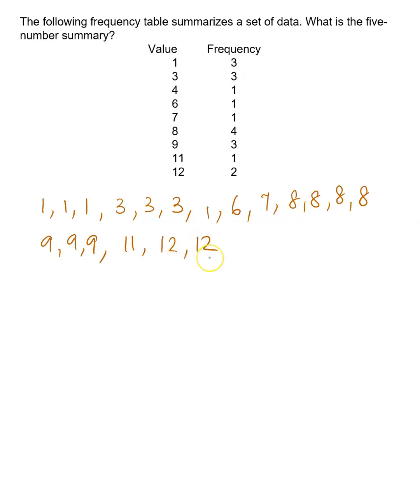Now enter this in your L1 and then go to stat, calc, 1-var stats, and then scroll down to see your 5-number summary. I'm not going to do that, but I just wanted to share this with you so you'll remember that if it came to you as a table, you can still expand it and bring it into the raw state by putting them in the number of times they repeat and entering it as a single list.